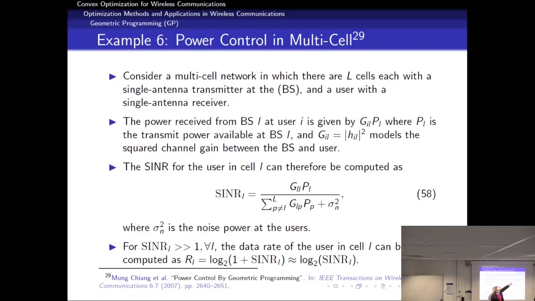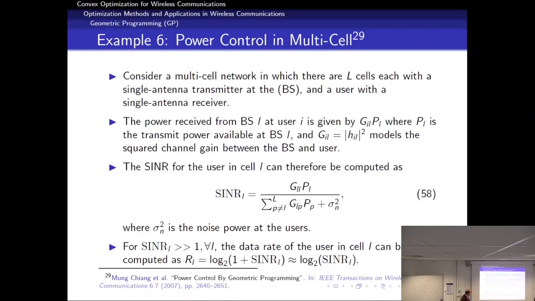Is a h magnitude h squared. So, for instance, this could be coming from Rayleigh fading. The magnitude here could be Rayleigh distributed, for instance. I have the noise power, and this is the interference term. This is the power at transmitter P. This is the interference that the transmitter P creates to user L. I have single antenna everywhere, so you don't see precoders anymore here.